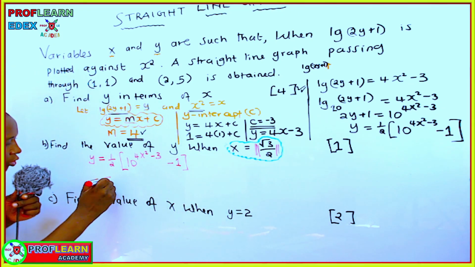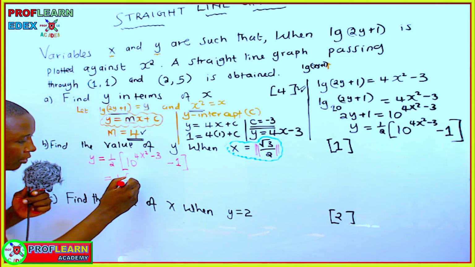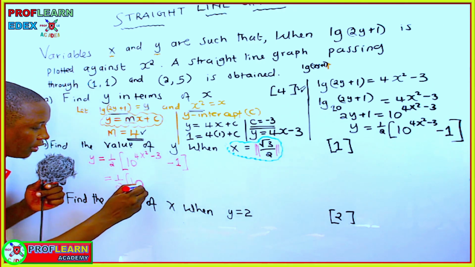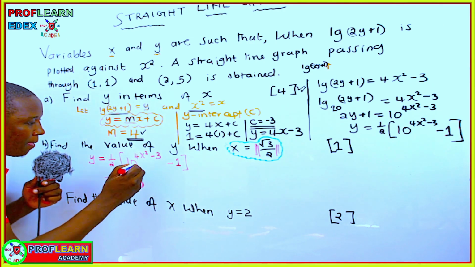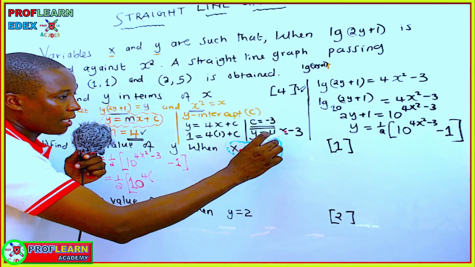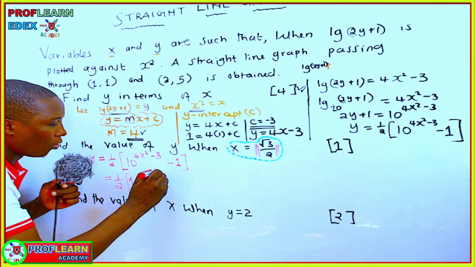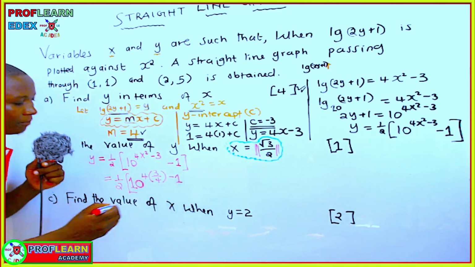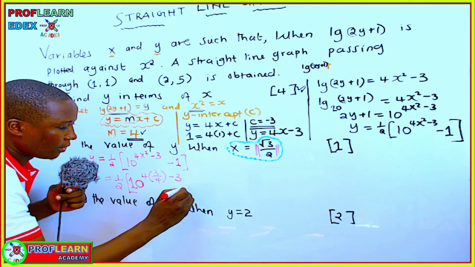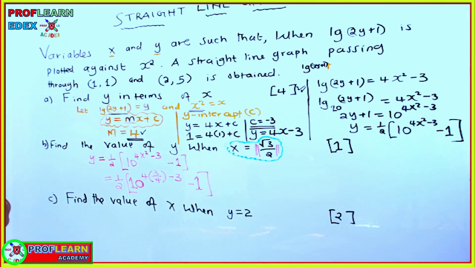And then this is going to be a half into bracket 10, raised to power 4 into bracket. If you square root 3 over 2, that is going to be 3 over 4. Then minus 3. Then here we have minus 1 at the end of the day, right?